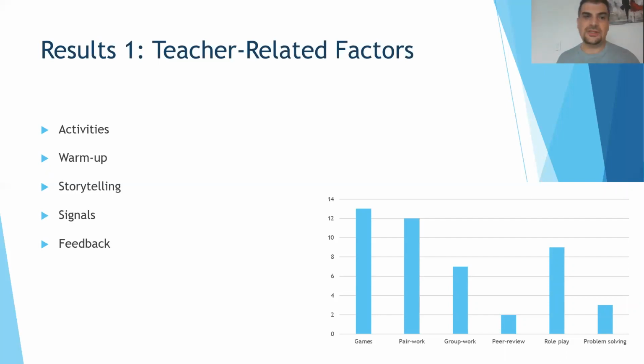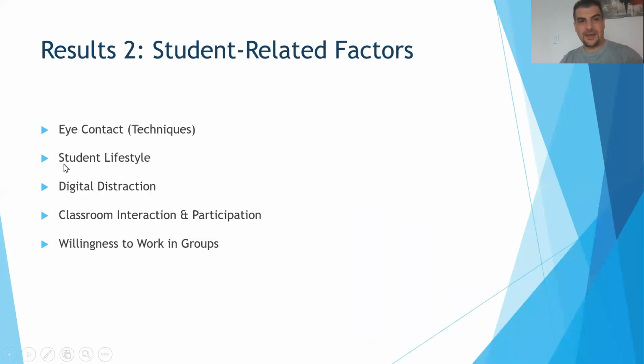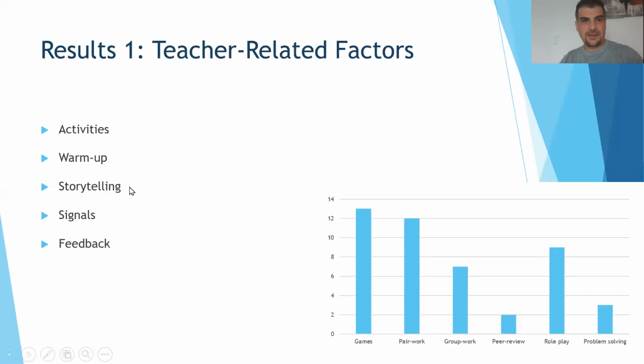The results were actually very interesting and surprising for me in some aspects. In other aspects, they were very predictable. If I start with the teacher-related factors, so what kind of factors relate to the teacher that can affect student attention? These are the 5 most important factors, and I rank them according to their importance.